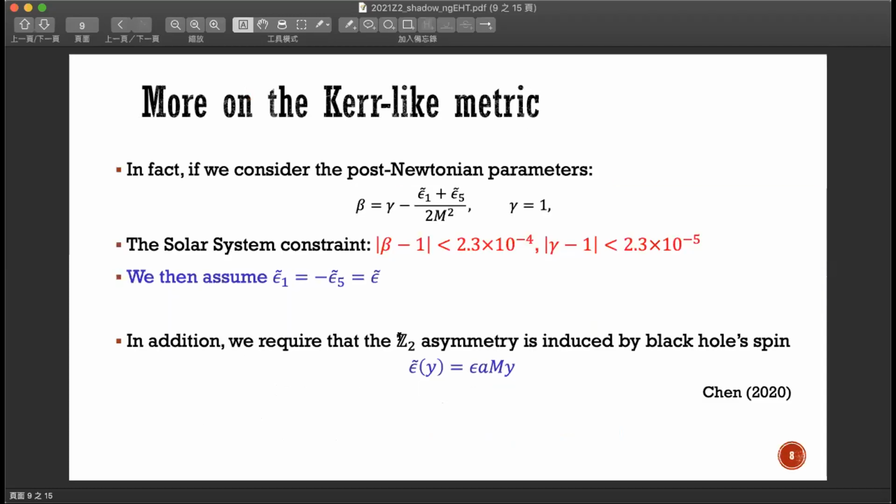So let's put one more assumption on the model. For example, if we require that the solution satisfy the solar system constraints, we can essentially reduce the degrees of freedom to 1. So of the original two, epsilon 1 and epsilon 5, we can fix one of them to be the opposite of the other one. And we can also require that the Z2 asymmetry is induced by the black hole spin, as we mentioned from the effective field theory argument. So the simplest choice of this function epsilon tilde is that we can simply assume it to be proportional to the spin of the black hole, and it is also a linear function of cosine theta.